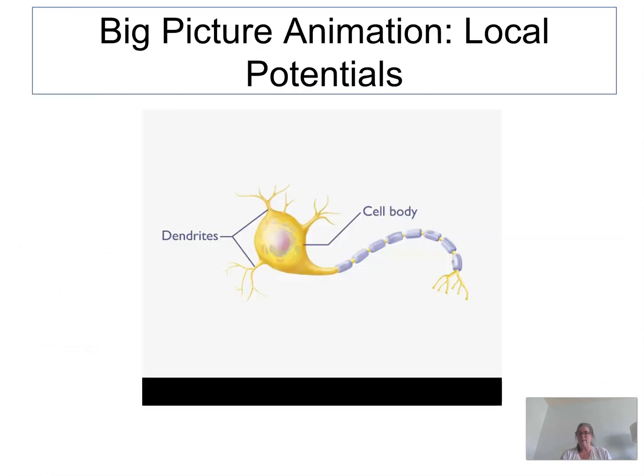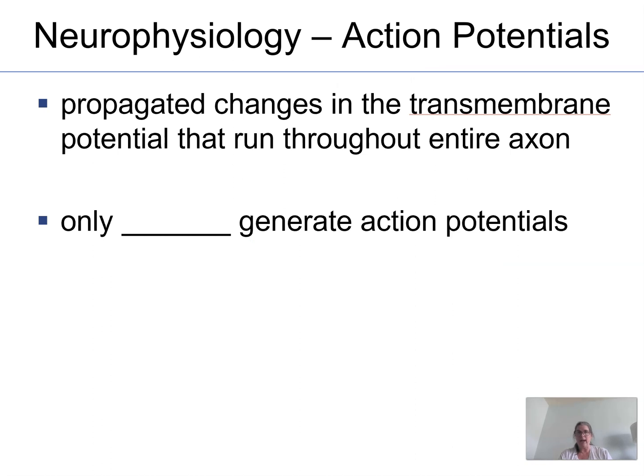Another recommended view is going to the big picture animations and viewing the local potentials, because it does a really nice job of going over graded potentials. And again, I normally would throw it in the lecture, but I'm not going to force you to watch it if you don't think it will help you. If you're struggling at all, go watch it. It'll be very good. So now we need to talk about the action potential.